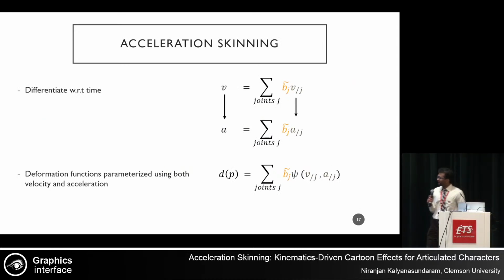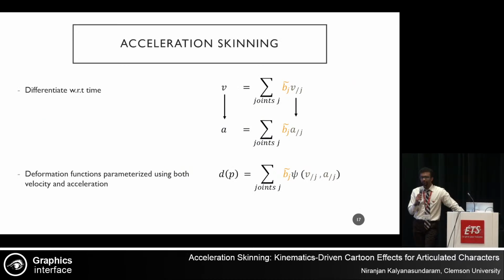Moving on, we didn't want to stop there. You have velocity, why stop? Let's go on with acceleration. So we take the velocity of each vertex, we differentiate it again with respect to time, and we have the contribution of acceleration localized to each joint.